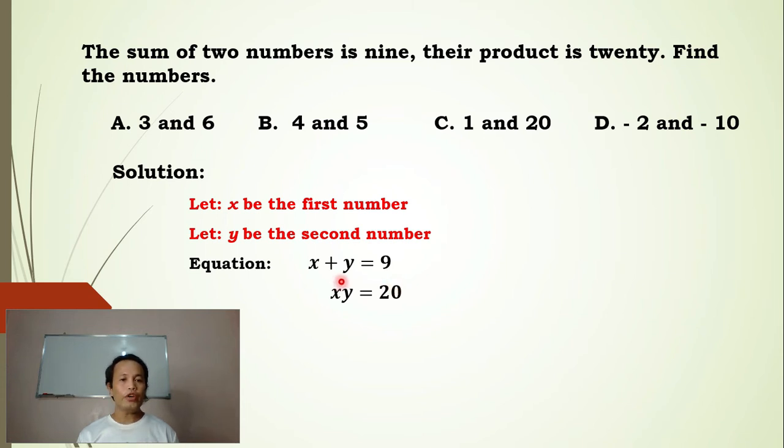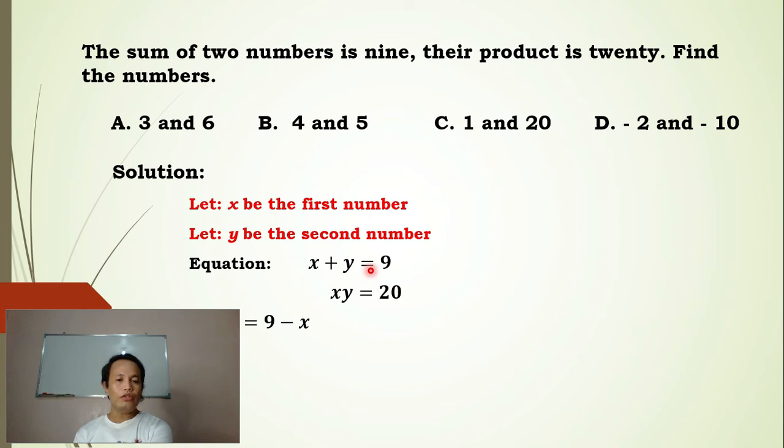So if we are going to solve for the initial value of y, we need to eliminate x at the left side of the equation by using the subtraction property of equality. So we subtract x here at the left side of the equation. Of course, we will also subtract x at the right side of the equation. So the equation becomes y equals 9 minus x. So this is now our equation, y equals 9 minus x, and this equation is coming from the first equation.